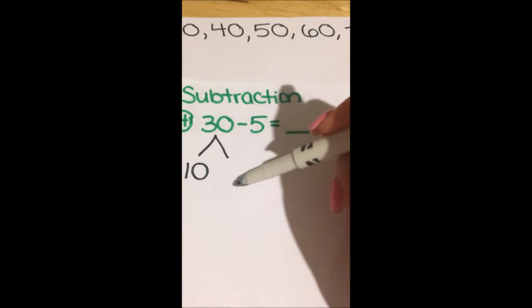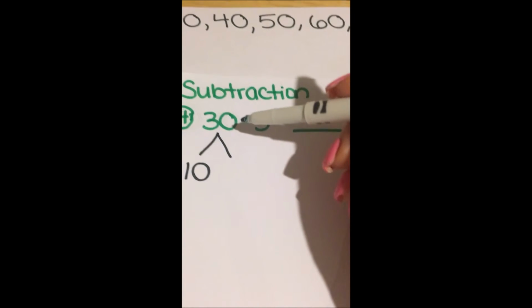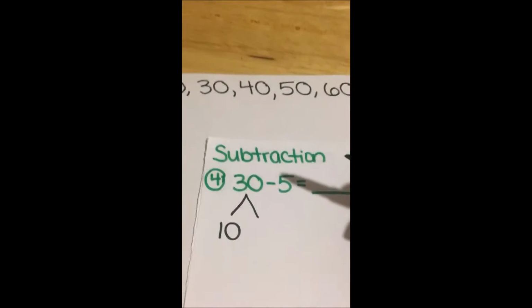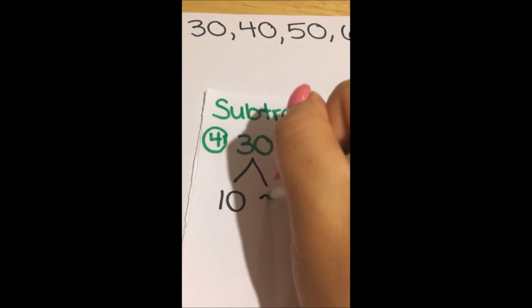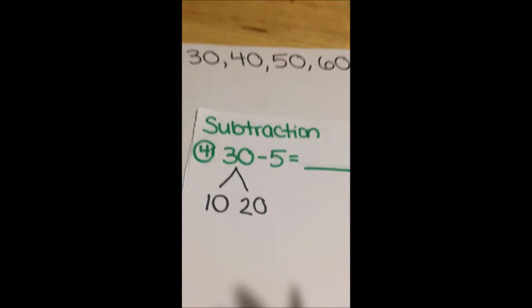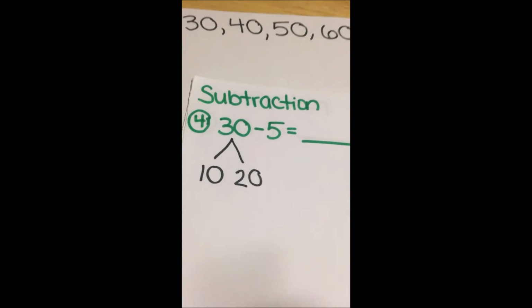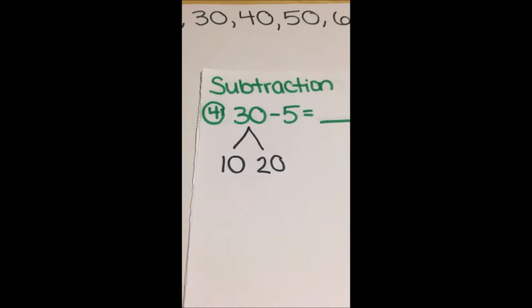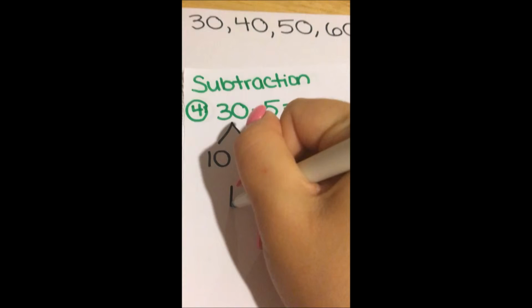Now we have to figure out our other number. So what is 30 minus 10? If you said 20, you did a good job. Now this is where it gets a little tricky. We're going to take our first number, 10, and we're going to bring him on down.